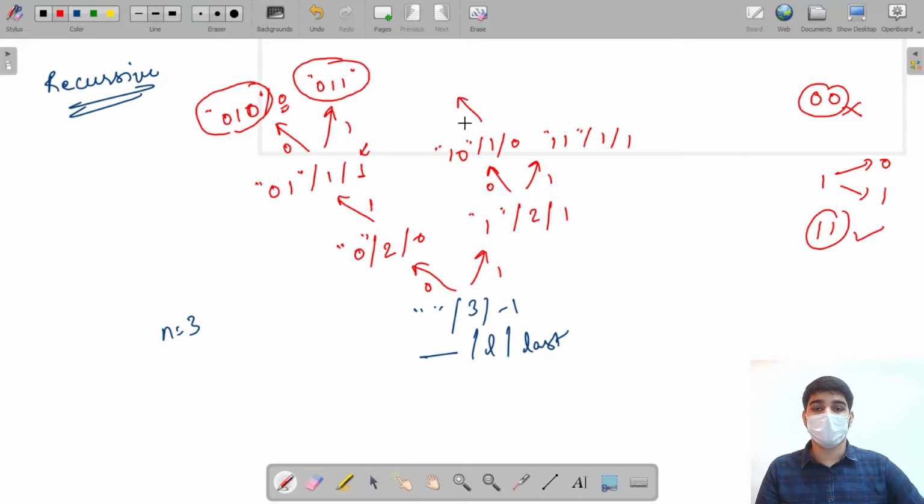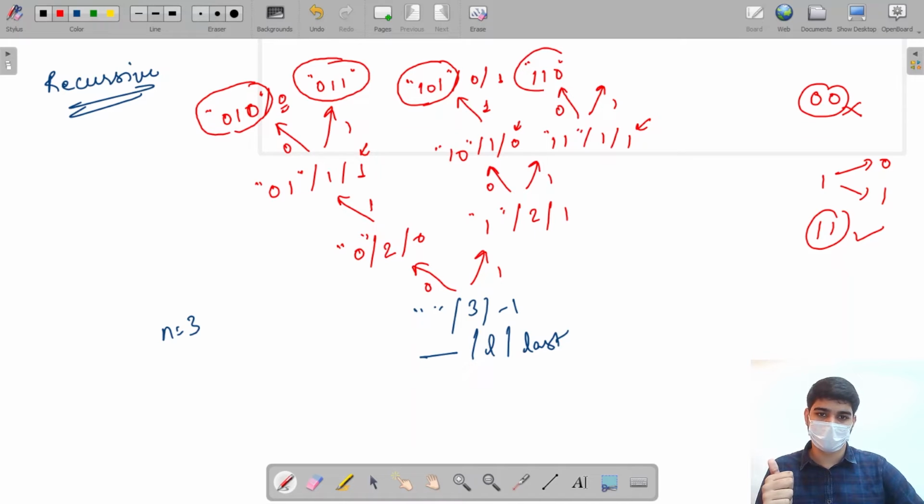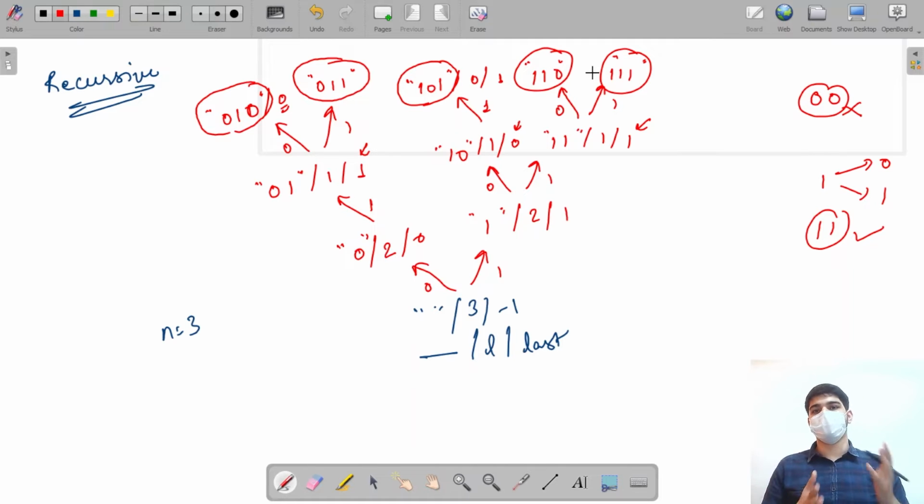Over here I can only call for 1 now. As the last digit is 0, I can only call for 1. So I get 0, 1, 1, 0, 1 with 0, and of course 1 over here. But as the length becomes 0, this would be my answer. From this point, I have two options, 0 and 1, as my last digit is 1. So I would get 1, 1, 0 from this end and 1, 1, 1 from this end. Right? So this is the recursive approach.